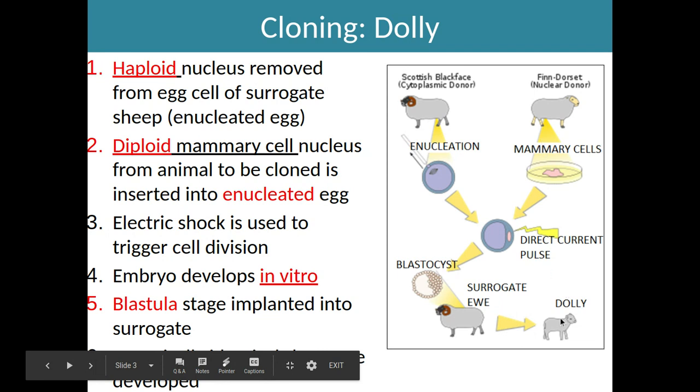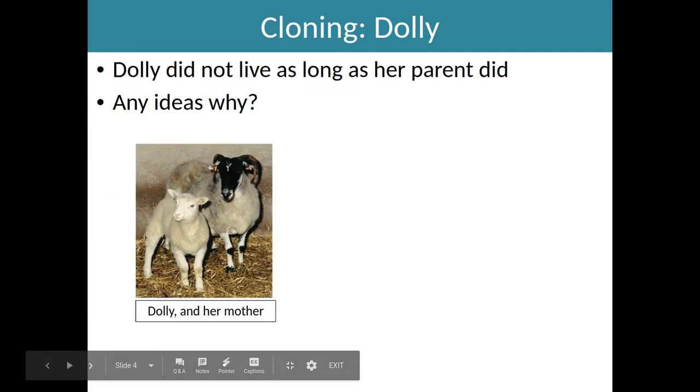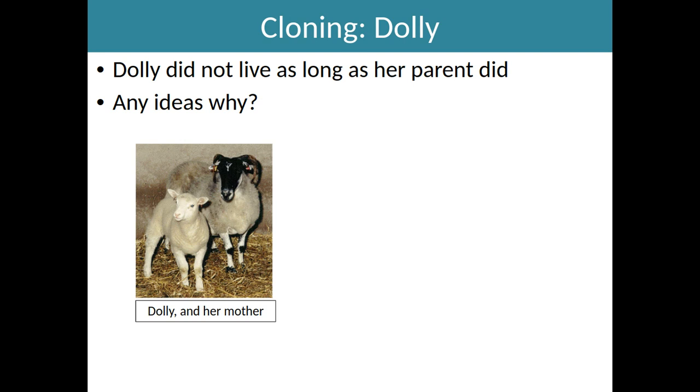Okay? So that's how cloning Dolly came about. Now, here was the thing though. They cloned Dolly and Dolly lived for a while, but Dolly died younger than her parents did. So that's Dolly and her mom. Dolly grew up, but she didn't live as long as her mother did, even though they had identical sets of copies. And scientists were like, why?